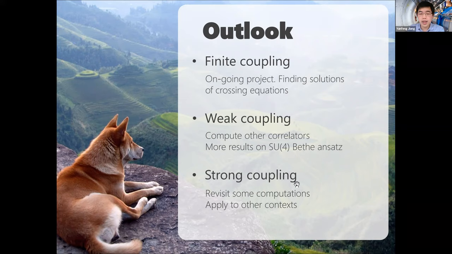At strong coupling, we can revisit some computations, because in the literature a lot of heavy-light computations didn't take into account the orbit average, so there might be some issues there. Also, this prescription can be applied to other contexts like black hole physics and fuzzy balls and so on. So I will end here. Thank you very much for your attention.